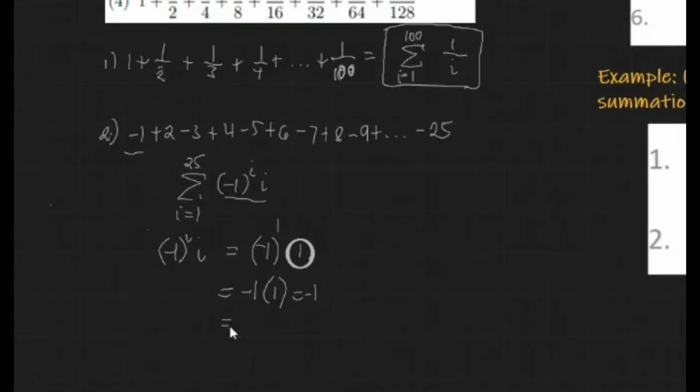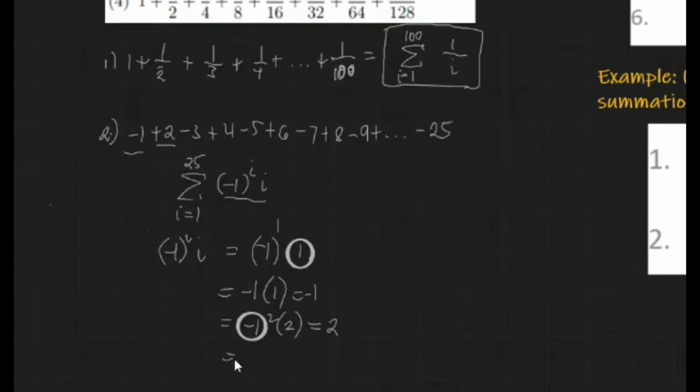Next, let's move to the second term. Negative 1 times 2, kasi we're done on 1, times 2. Negative 1 raised to 2. So, negative 1 times negative 1 is 1, and 1 times 2 is 2. And we were correct. Tama na.